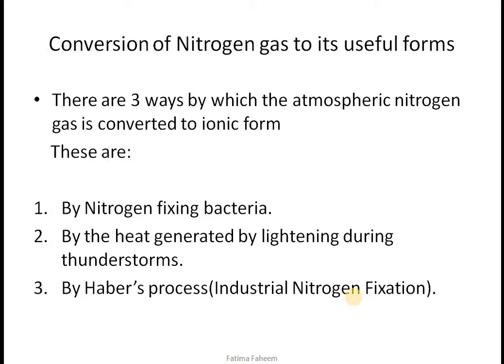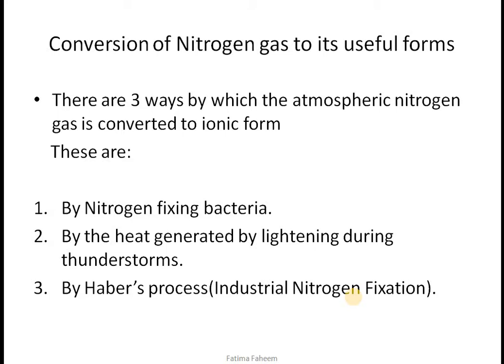Okay, nitrogen gas is now in the air, and our aim is to convert it into such forms that can be used by plants. There are three ways by which atmospheric nitrogen gas is converted to ionic form. The first point is nitrogen fixing bacteria. These are some kind of bacteria. I will tell you in detail in our later slides where they are located and what they are doing.